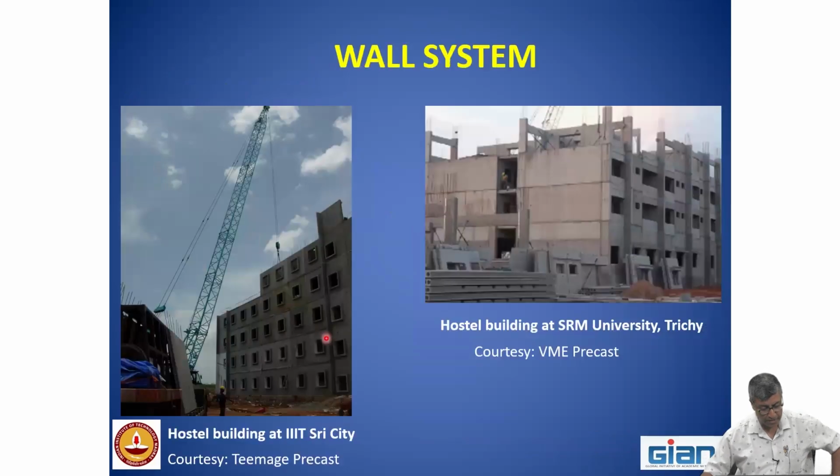Yesterday I showed this picture of the Triple IT Sri City. This superstructure was built in 2 weeks, a 5-storied building. On the right you see the SRM University in Trichy, and here it is a mix of wall and frame elements. That means it is not that only one type will be there. Even in a frame type building, you can have the walls in the core areas.